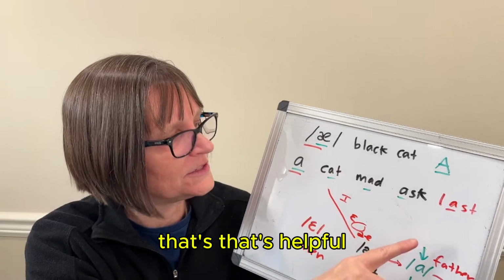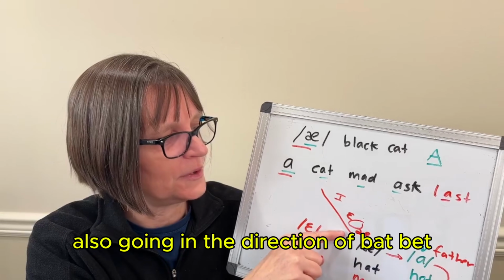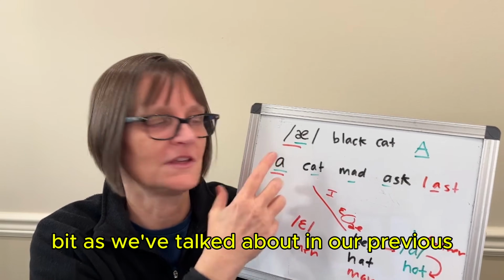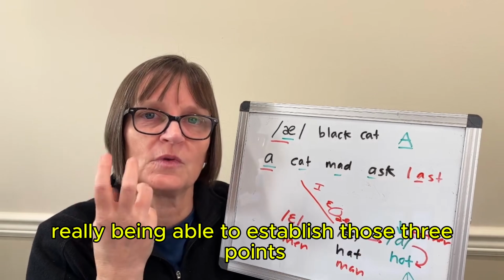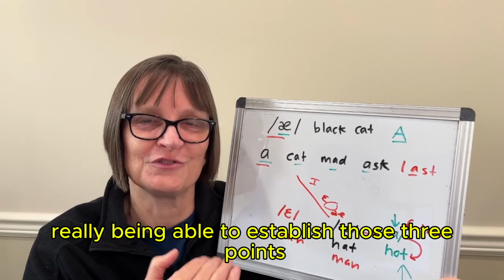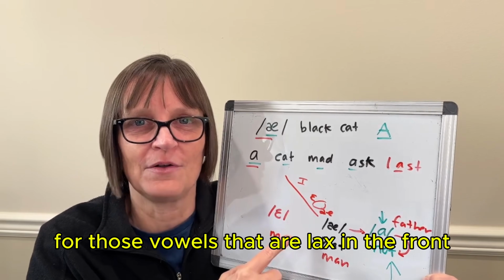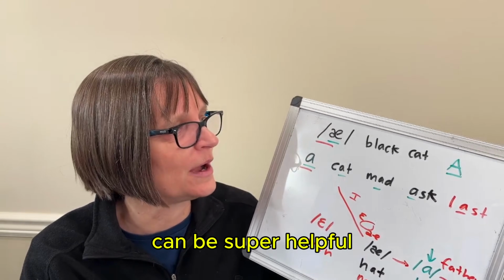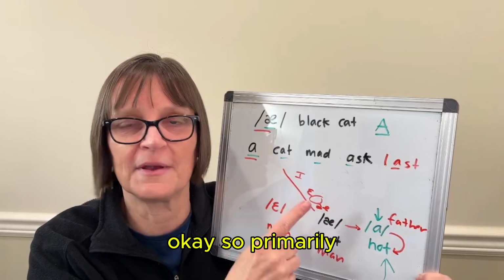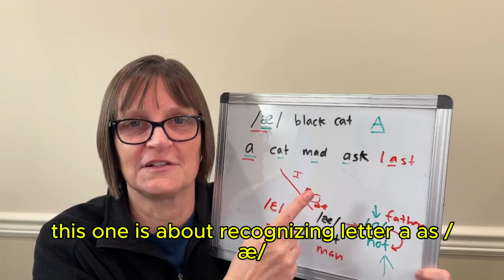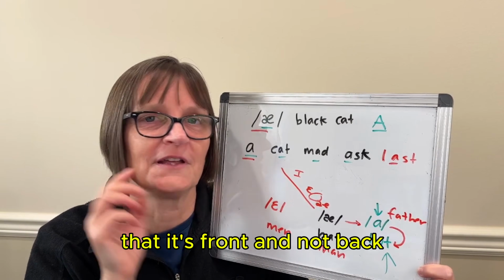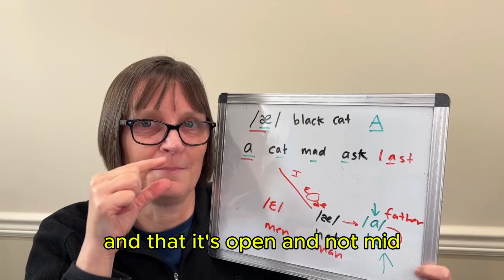So yeah, that's helpful. Also going in the direction of bat, bet, bit, as we've talked about in our previous vowels, really being able to establish those 3 points for those vowels that are lax in the front that you may not have in your native language can be super helpful. Okay, so primarily this one is about recognizing letter A as the black cat vowel, and then getting the correct placement, that it's front and not back, and that it's open and not mid.